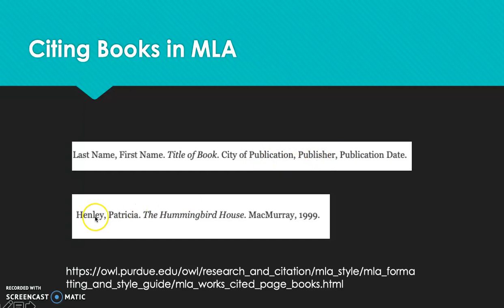For example, Henley, comma, Patricia, period, would be the author's name. Italics would be the title of the book, which is The Hummingbird House. There is no city of publication in this, so you just put McMurray, comma, 1999, period. List the authors in the same order they're listed on the book, listing the first author by last name, first name, and the second author by first name, comma, last name, period. Now is a good time to pause this video to work on the MLA section of the worksheet provided.